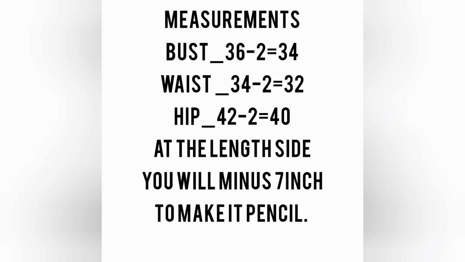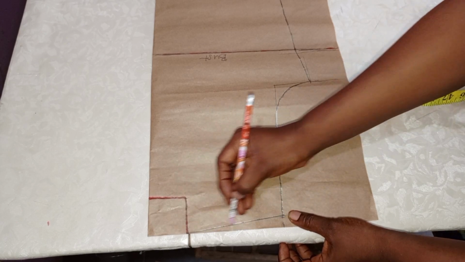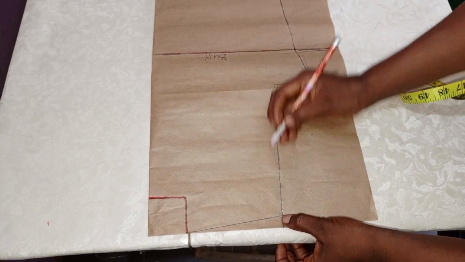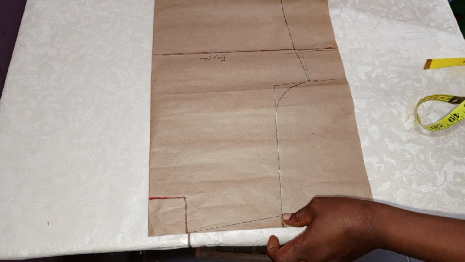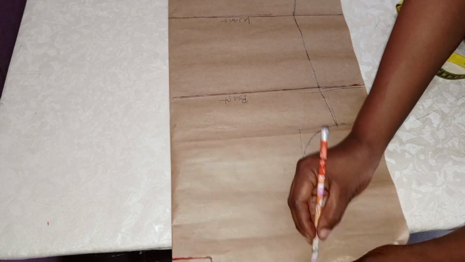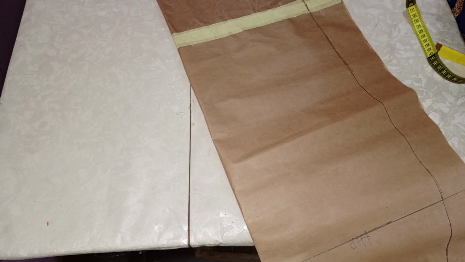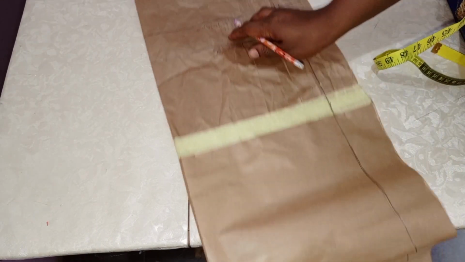And for the length, I minus 7, or you can minus more than that if you want it to be very pencil. I have to fold my pattern on the fold because I'm using a stretchy fabric. I got my shoulder measurement. From my shoulder measurement, I got my bust point, my waist point, my hip point, and also my length, and I added 2 inches to my length. Instead of 45, I make it 47 because I'm going to fold it.